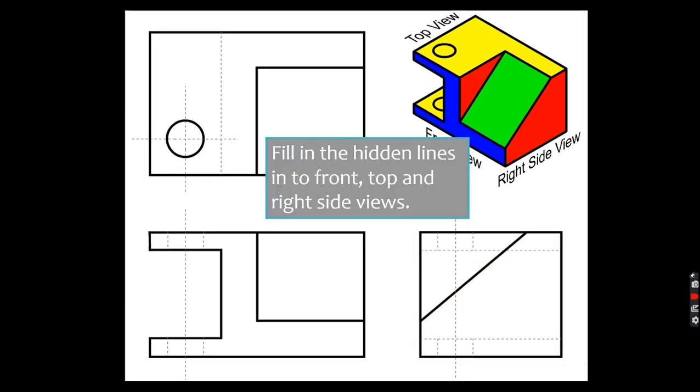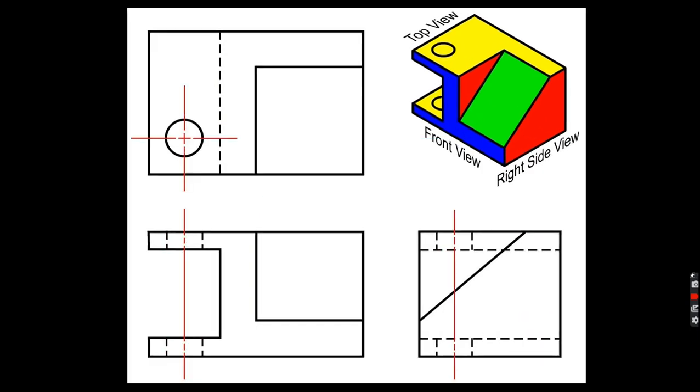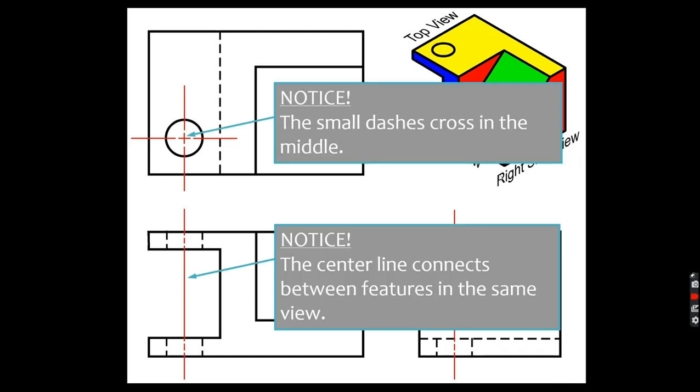Okay, then we draw the hidden lines, and then the center lines. Notice the small dashes cross in the middle. Notice the center line connects between the features in the same view right here, but it does not connect here.